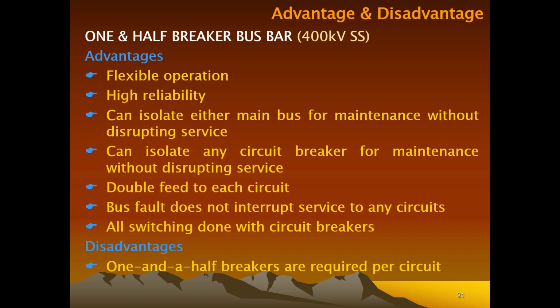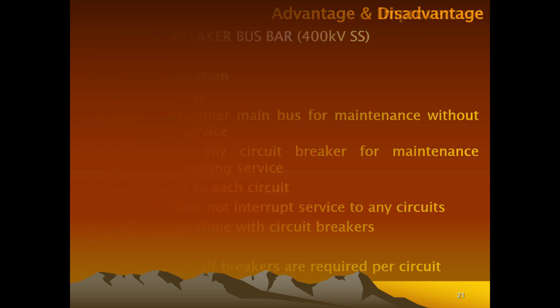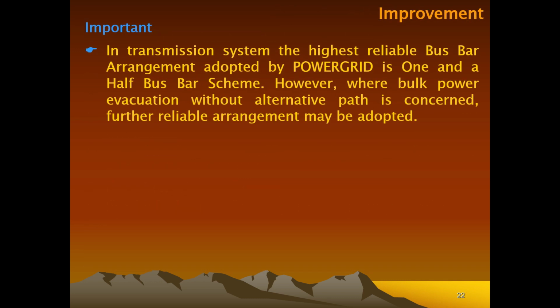Also, the land requirement, the area requirement, will be higher in case of 1.5 circuit breaker schemes. Improvement: what improvement can we have? In a transmission system, the most reliable bus bar arrangement adopted by any power grid is the 1.5 breaker scheme. However, where bulk evacuation without an alternative path is concerned, a further reliable arrangement may be adopted, and that scheme is called the double breaker arrangement.